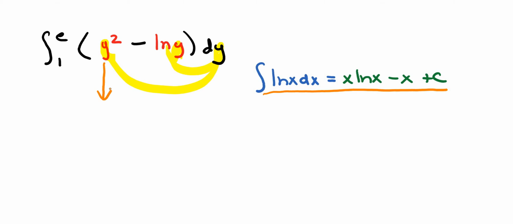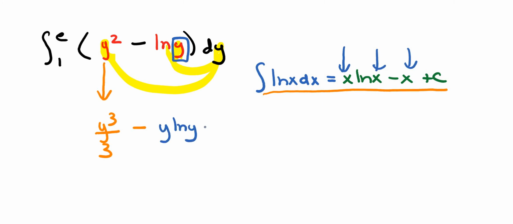So the antiderivative of y squared is y cubed divided by 3 minus, and then since I have the variable y here, I can just replace all the x's over here with y's. So that's going to be y ln y minus y, and I'll put that in a bracket. And then all of this is going to be in a square bracket, and my lower bound is 1 and my upper bound is e.